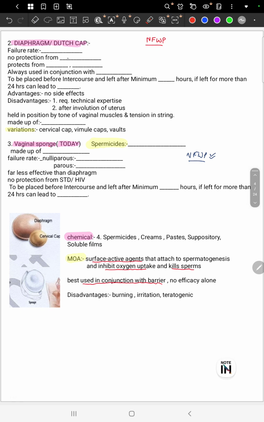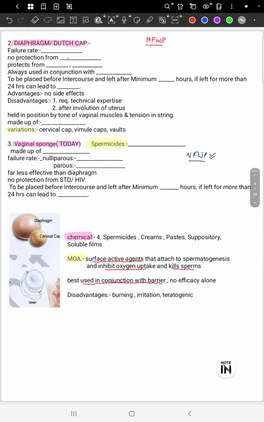Then they are to be placed before intercourse and they are to be left for a minimum of 6 hours. अगर 24 घंटे से ज़्यादा रखोगे तो ऐसे कंडीशन में टॉक्सिक शॉक सिंड्रोम होने के चांसेस होते हैं. Advantages, there are no side effects just like all the barrier methods. Disadvantages क्या होता है? It requires a technical expertise and it should be done after the involution of uterus. तो after the puerperal period.